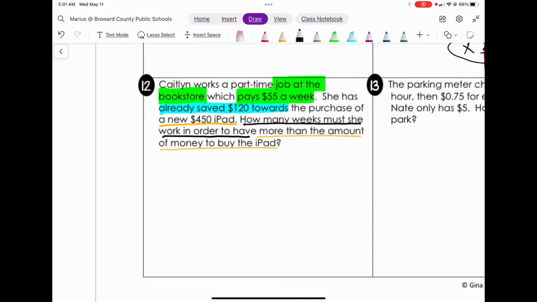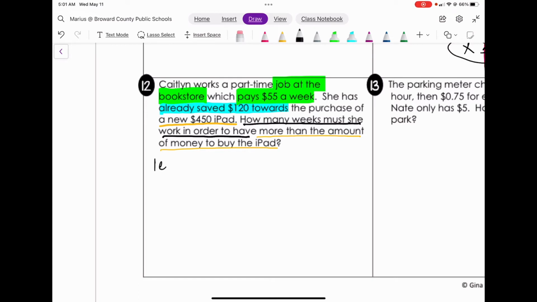So that's a lot, but let's take our time and break it down. Now, if we start with the first part, $55 a week, that's our rate, okay? So, let's start off by defining the variable. Always define the variable first.